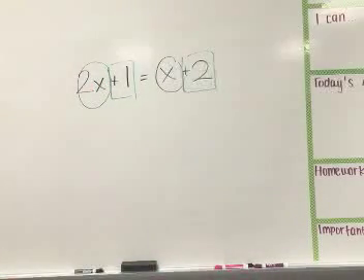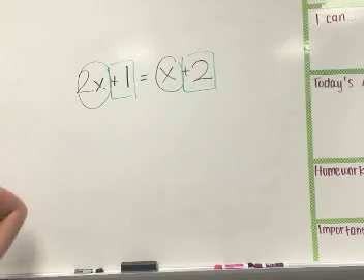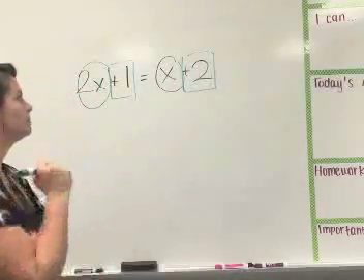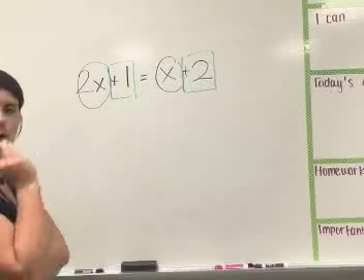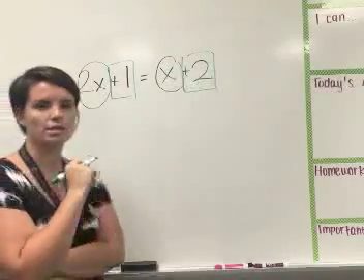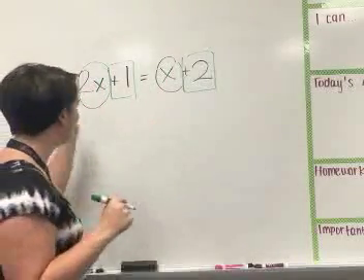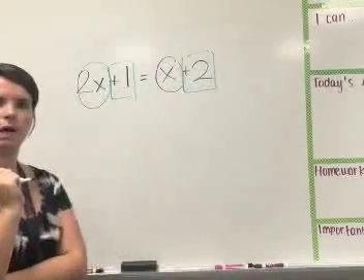Now, what's my goal? I always want to get my variable alone, right? Perfect. How am I going to get x alone? First things first, I got to get numbers on one side, x's on the other, baby. All right, ready?